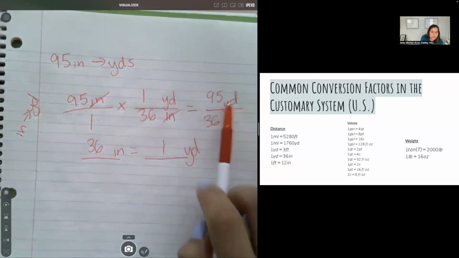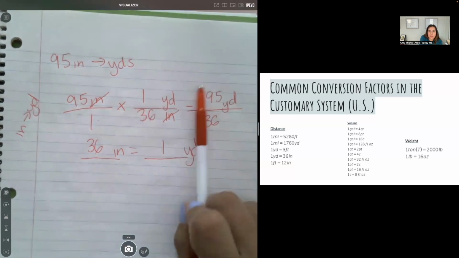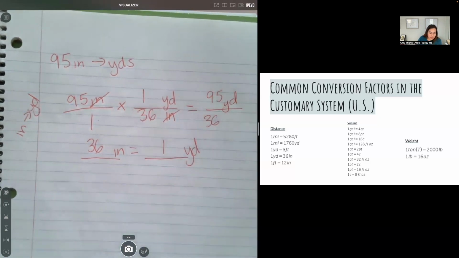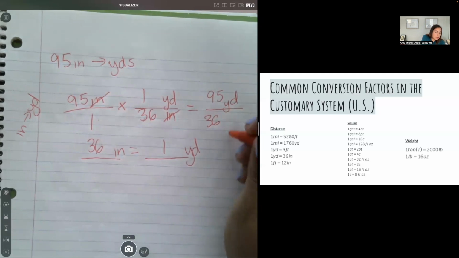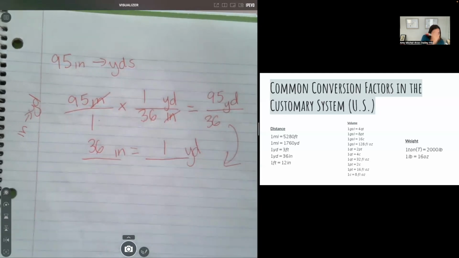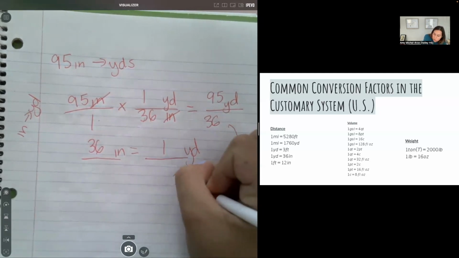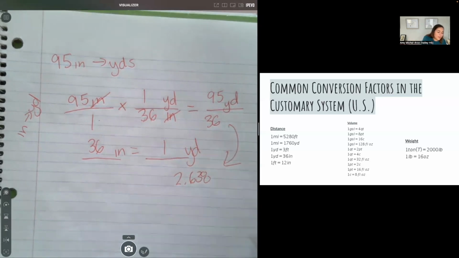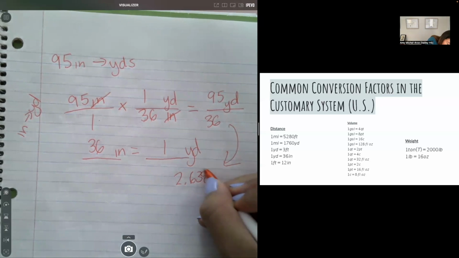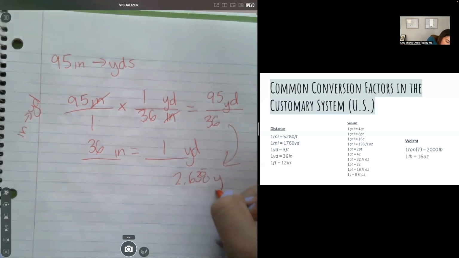This is not done. We have to figure out how many yards are there. So we need to divide out that fraction. So this is just telling you to divide. When you do this, 95 divided by 36 is 2.638888888. And then, so this continues, and it's in yards.